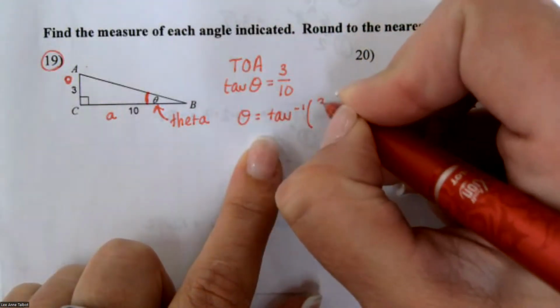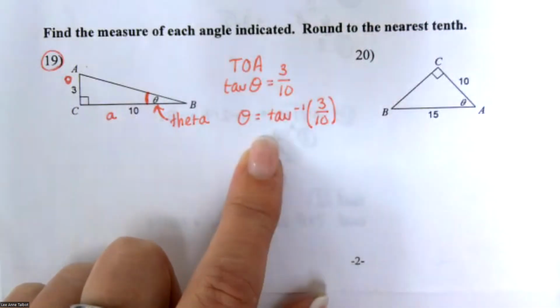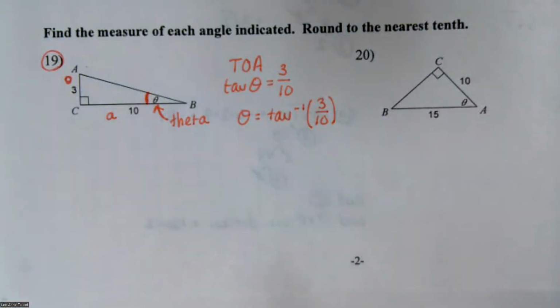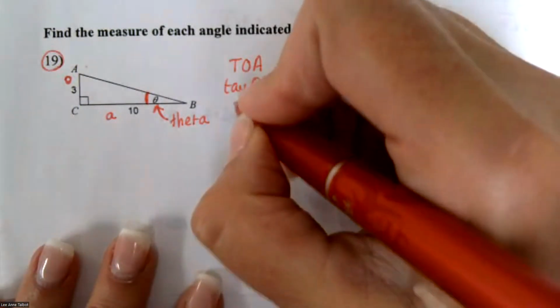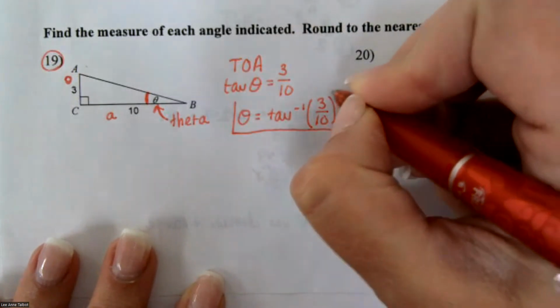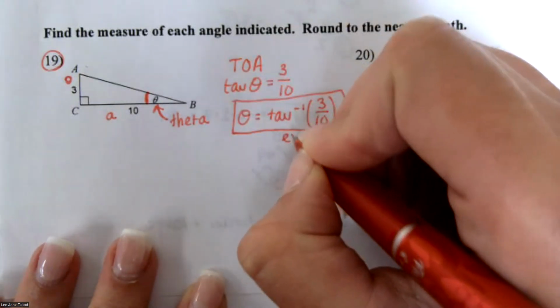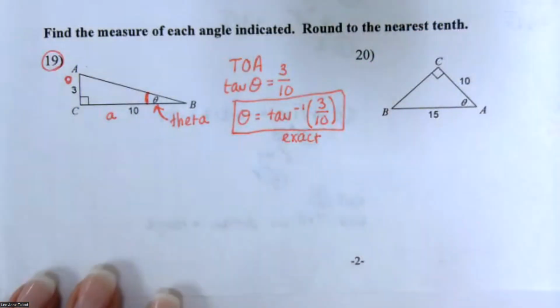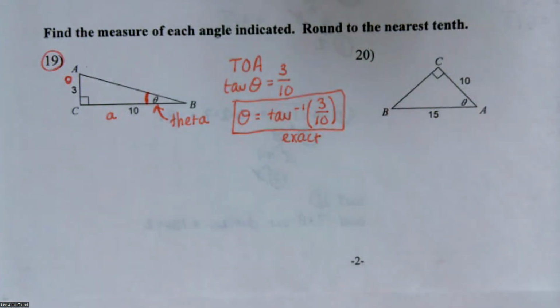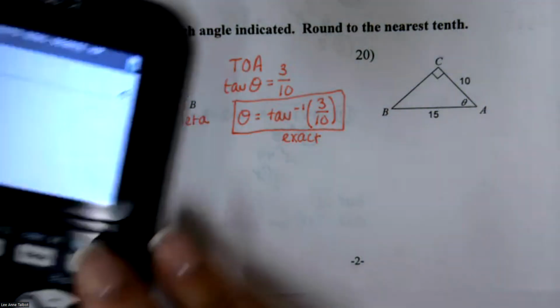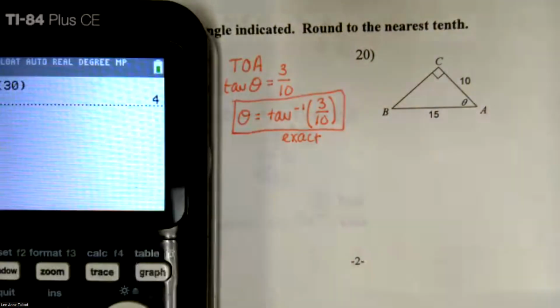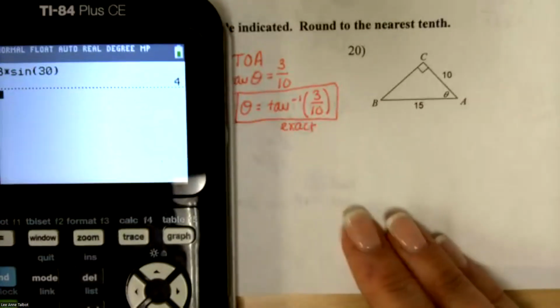tan inverse 3/10. You tan inverse both sides. And when you do the quiz, if I ask you for a problem like this, this would be the end. That would be exact form, and that's as far as you could go. But let's go on the calculator and practice tan inverse of 3/10.